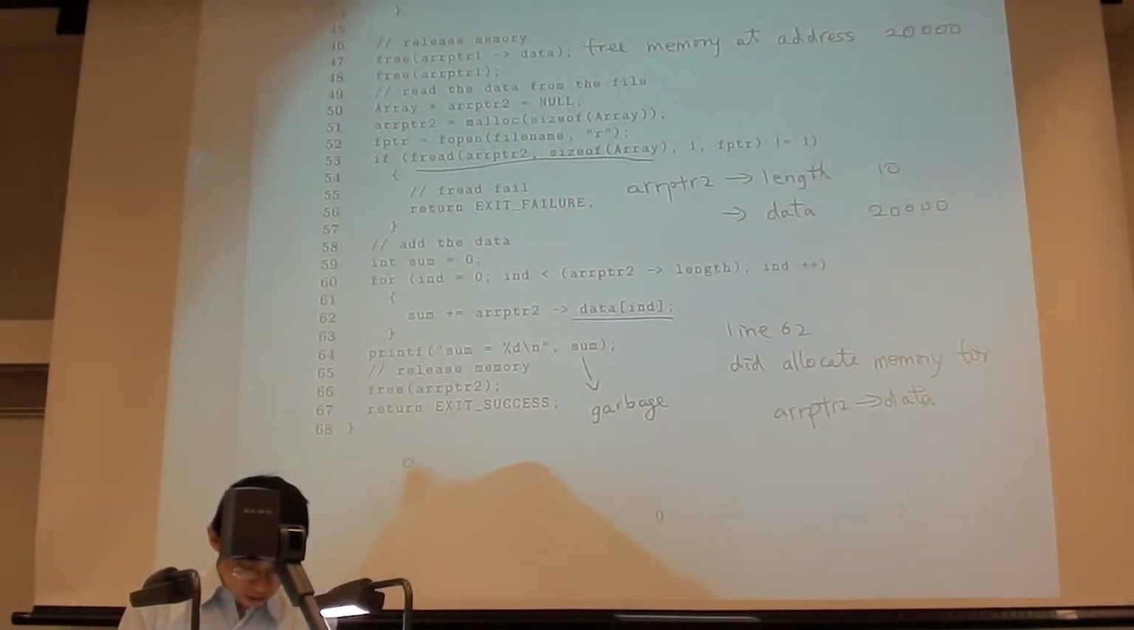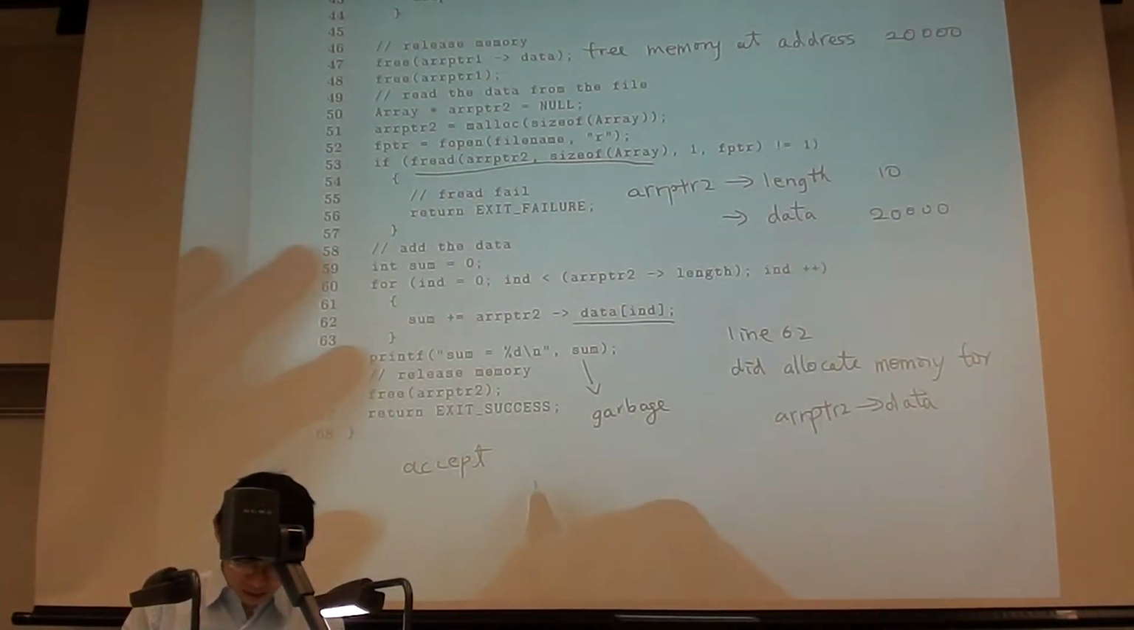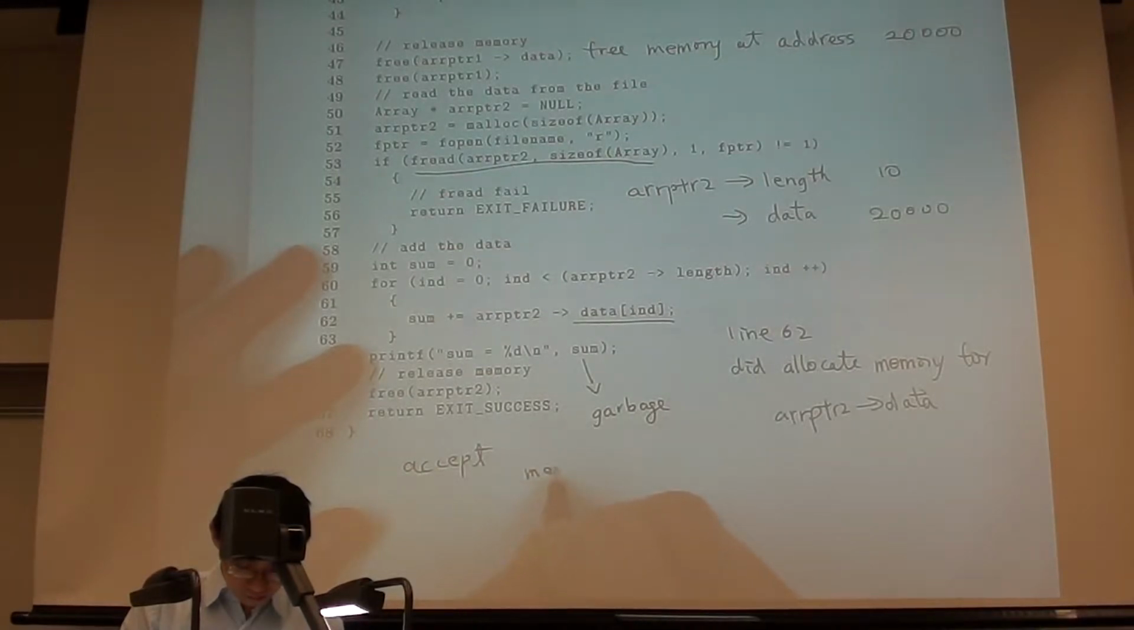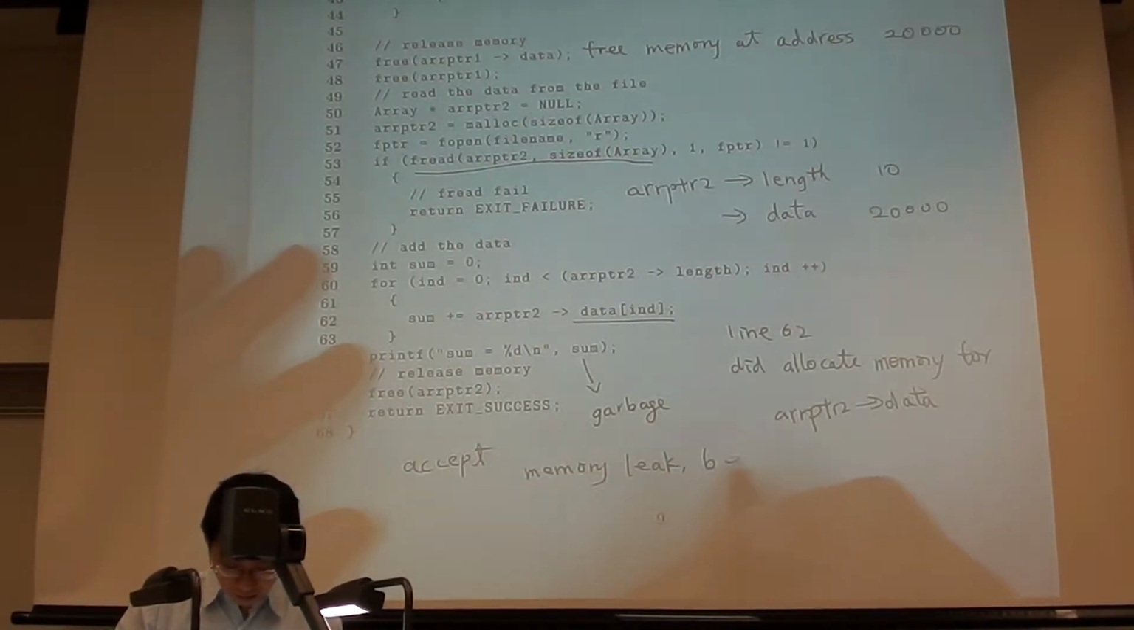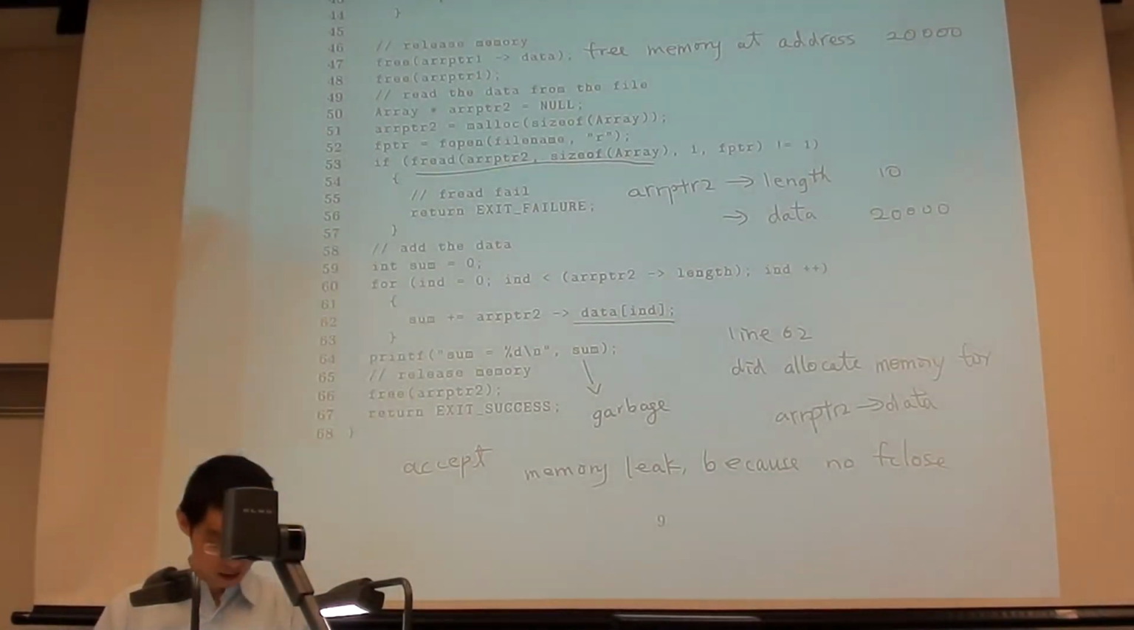But we also accept, actually I intended to have fclose here, but I forgot. So we also accept if you say there's a memory leak because no fclose. That's perfectly fine. That's another mistake.